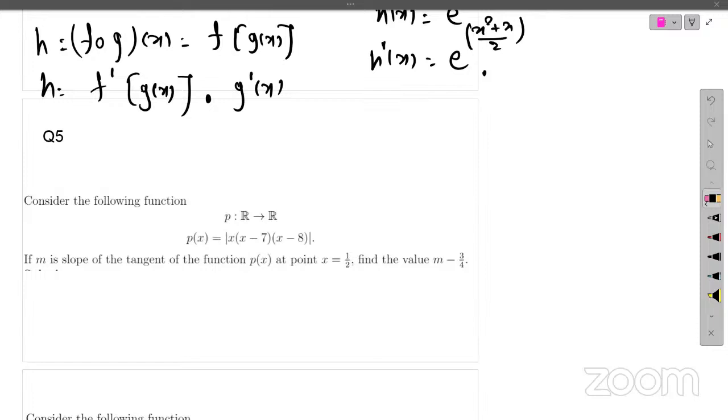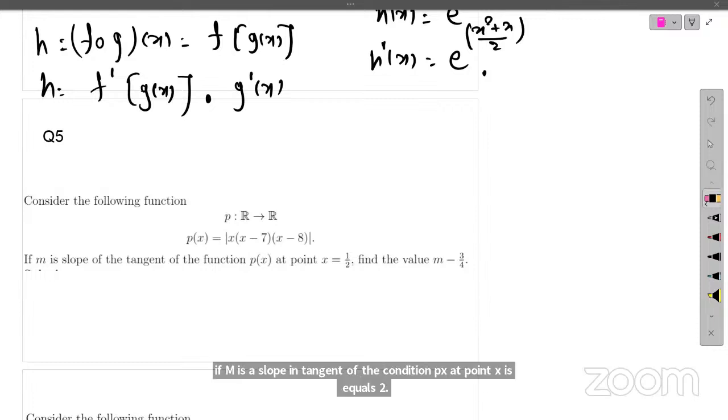What is the question? This is the question. So if m is the slope of the tangent of the function p of x at the point x equals 1 by 2, you find the value of m minus 1 over 3. Yeah, this is the whole question.